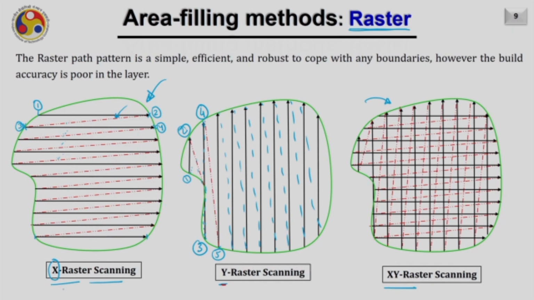For example, if you are adding material along the X axis, the strength of the part in this direction will be different compared to the strength of the part in this direction. In a similar fashion, it will happen here as well. In this case, the strength will be quite similar in both directions. That is why XY raster scanning, or a combination of the two raster scannings, is preferred for a layer.